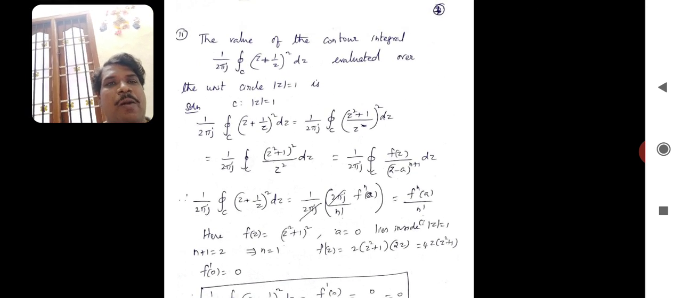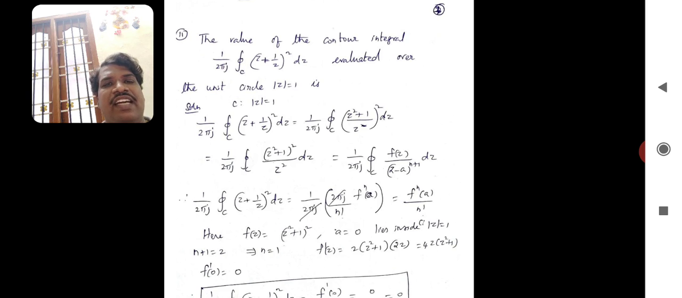Coming to the last problem of this particular session, the value of the contour integration 1 by 2 pi j integration over C, z plus 1 by z the whole square dz, evaluated over the unit circle modulus of z equals 1 is. So again this problem carries 2 marks. So first of all, let me write what is the closed curve given. The closed curve given is a unit circle with center 0 and radius 1. So modulus of z equals 1.